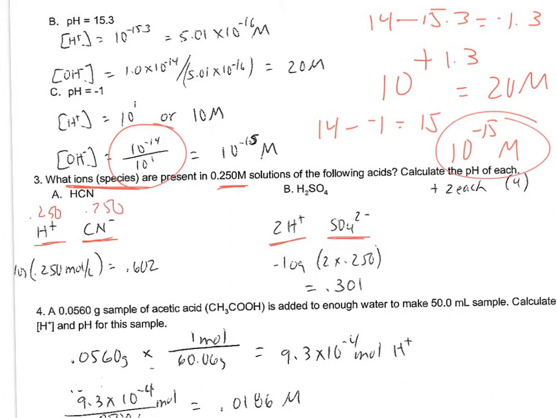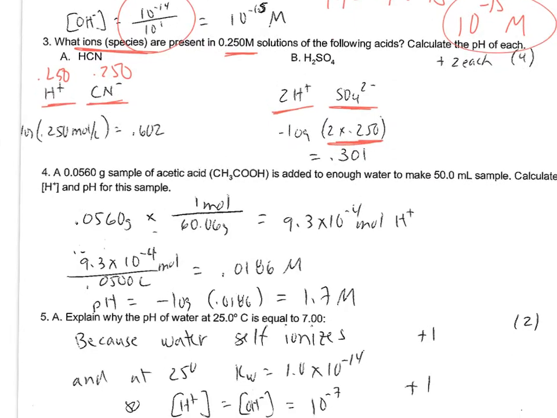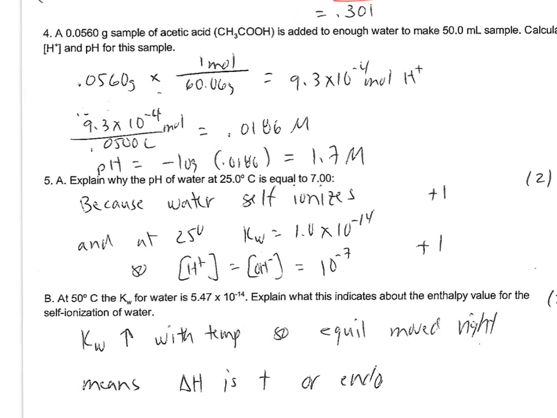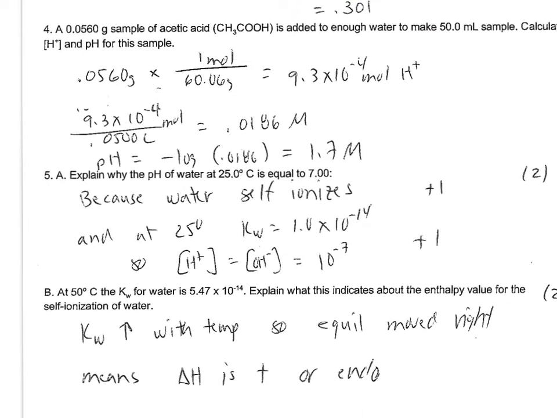So my pH is just going to be the negative log of 0.250, or 0.602 is going to be my pH. Whereas with my H2SO4, because I get 2 H plus for each one, I have to double that 0.25 molar concentration to 0.5, and when I take the negative log of 0.5, I get a pH of 0.301 for the second one. And then number 4, a 0.056 gram sample of acetic acid is added to enough water to make a 50 milliliter sample. Calculate H plus and pH for the sample.